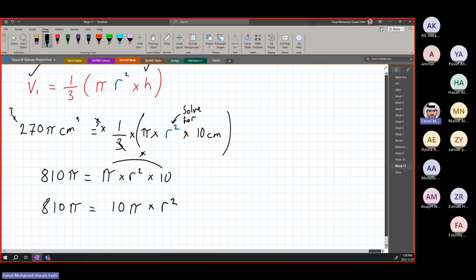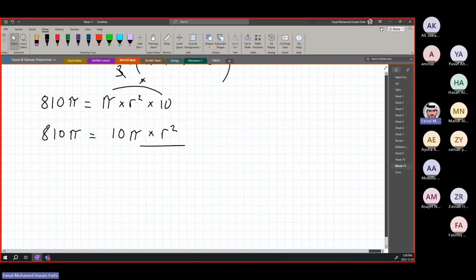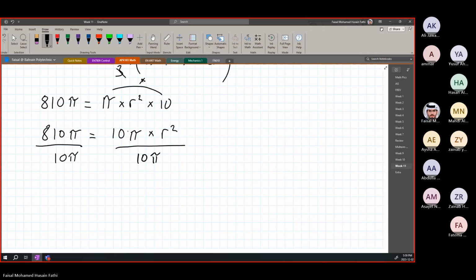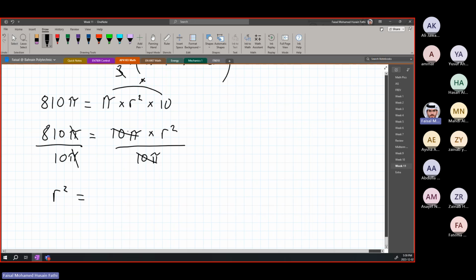Now we want to get rid of the 10 pi. We divide both sides by 10 pi. The 10 pi and 10 pi cancel. The pi and the pi will cancel. So we are left with 810 divided by 10. So R squared is equal to 810 divided by 10. R squared is equal to 81.